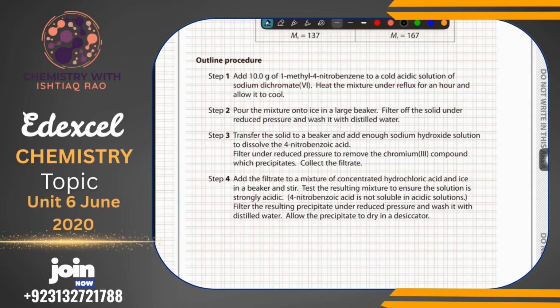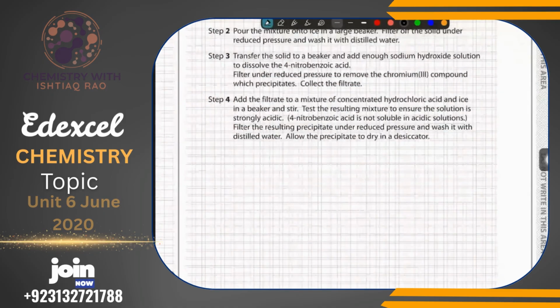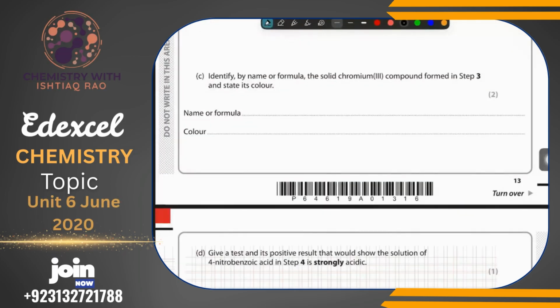So when we were adding it to iron, it was producing iron hydroxide. When we were adding it to copper, it was forming copper hydroxide. When we are adding it to chromium, it would be forming chromium hydroxide. So I'm supposed to write Cr(H2O)3(OH)3.